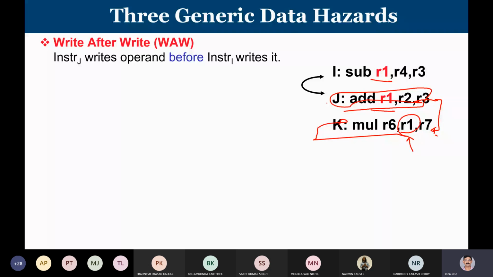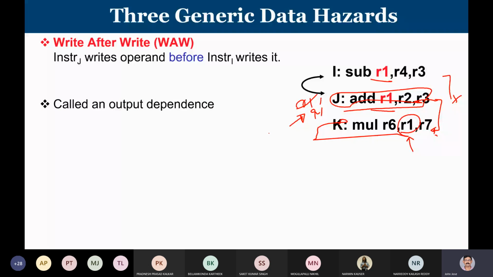What if J completes before I, and I is going to write in? So J will write into R1. Later, if I completes after J, I is going to update this R1 with a new value. Then K is going to read the result of I, which is not correct. So if instruction J writes the operand before instruction I writes it, that is known as a write after write hazard. This is also known as output dependence.